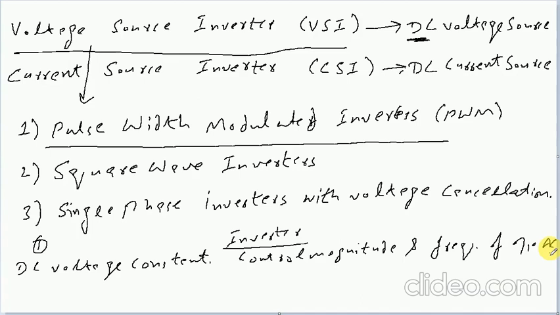Then within the pulse width modulation, there are different schemes available which can shape the AC output voltage. As I mentioned in the beginning, we can have sinusoidal voltages at the output. We can also have square voltages at the output. Normally in most applications it is required that the output AC voltage should be of sinusoidal type.